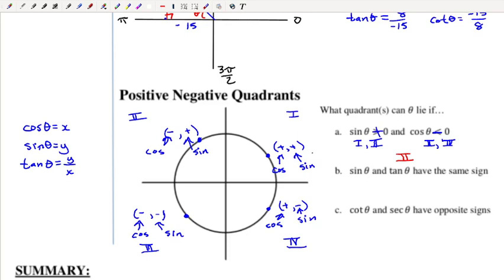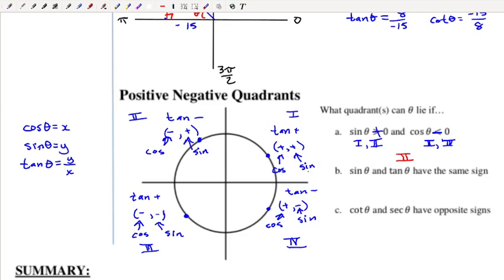So 2 positives, this means this is going to be tan positive in this quadrant. A positive and a negative, that's going to be tan negative in this quadrant. This one, 2 negatives, well, that's going to be, again, tan positive. And a positive and a negative, that's going to be tan negative. So I need to know, where do sine and tan have the same signs? So let's think about that.